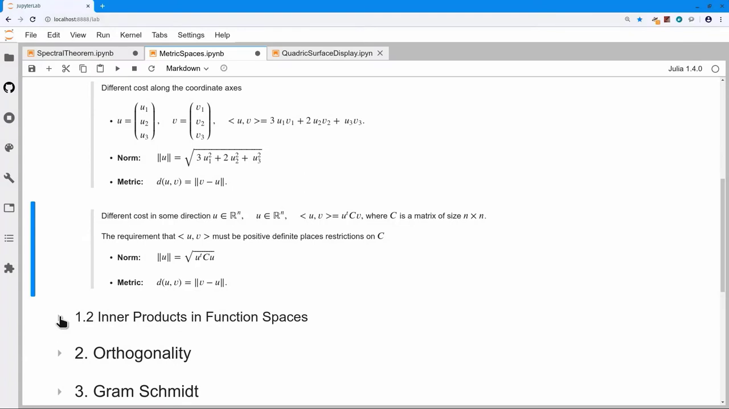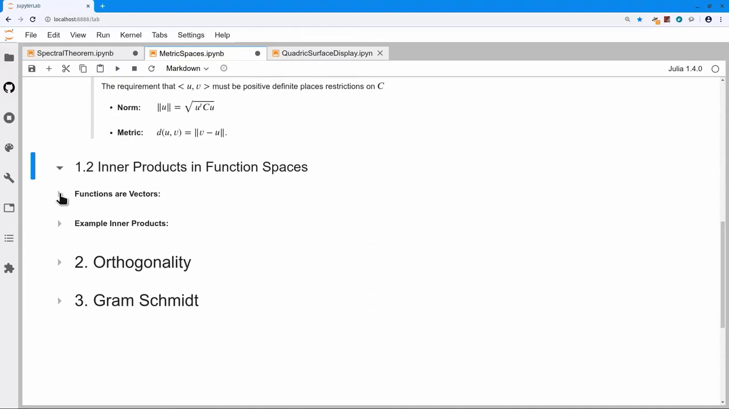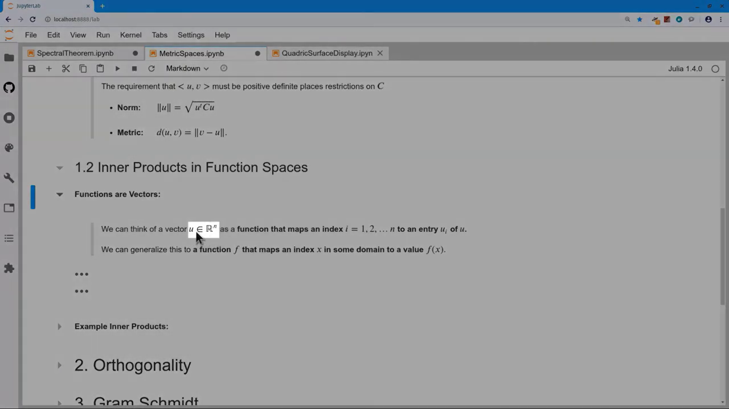If instead of R^n, I'm going to look at function spaces, well, what might I think is the distance between two functions? So what we'll do is we'll first of all think about functions as vectors. Namely, if I start with R^n and have a vector u in R^n, I can think of that vector as a function that maps some index, i equals 1, 2, 3, to the corresponding entry in the vector. So a function from the index to the corresponding entry.